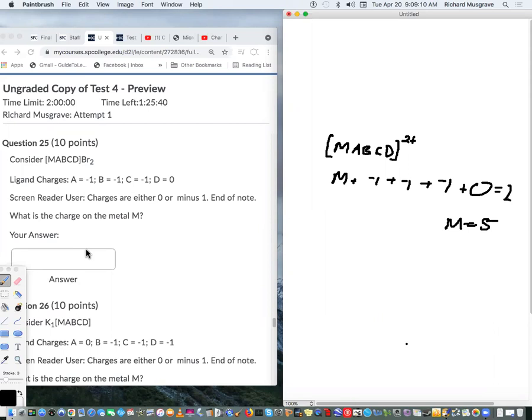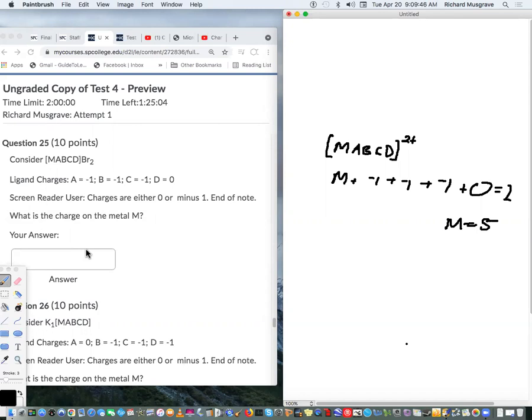So where you're getting the 2 is from the 2 plus? That's right. So that's where your 2 plus comes from, right where it says the 2 plus. So that's what it equals. So everything in the parentheses, the M, A, B, C, D, that's exactly what you're trying to find that equals the 2 plus. That's right. And you've got the charges on A, B, C, and D.